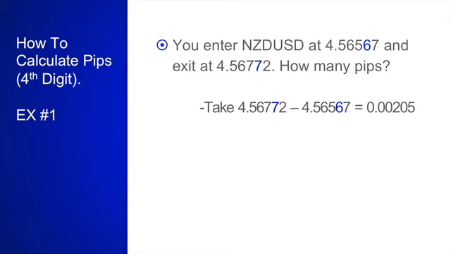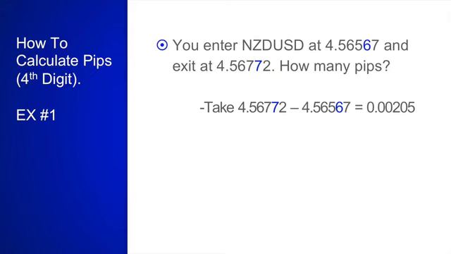Now what you're going to do is you're going to take the 4.56772 and subtract it from 4.56567, and it's going to equal 0.00205. Now let me just stop and pause you. Some people can get all up in a frenzy about which one do you take first to subtract. If you want, go with the bigger number. If you end up with a negative number, who cares? Ignore the negative. So really, you could just punch these in any direction.